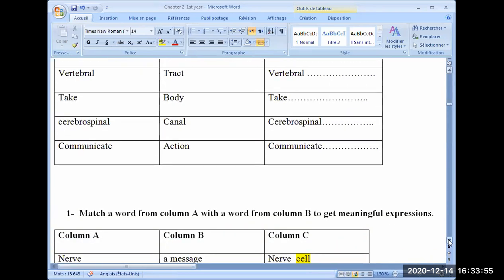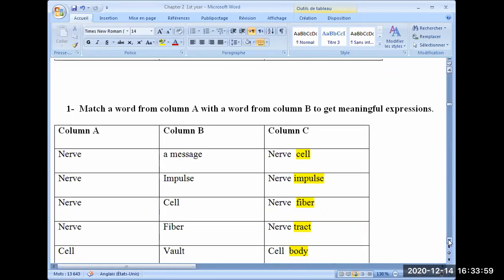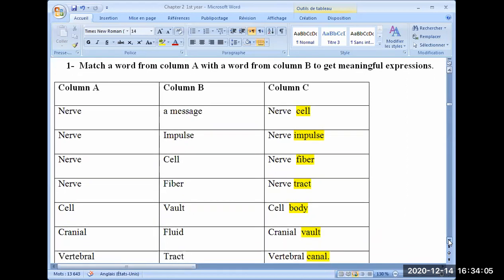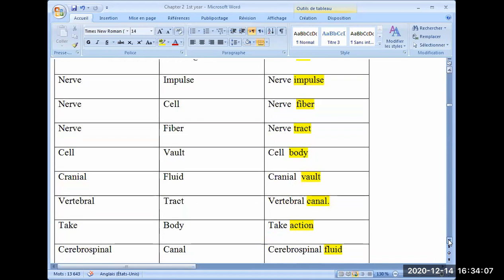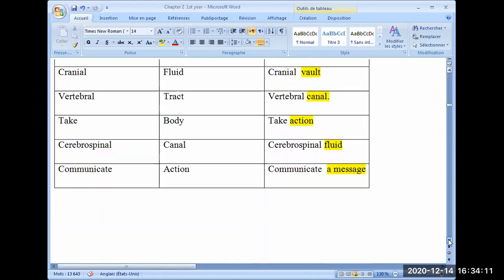So these are the answers now. Nerve cell, nerve impulse, nerve fiber, nerve tract. Cell body, we skipped it. Cell body, compound noun, cranial vault, vertebral canal, take action, cerebrospinal fluid, and communicate a message.